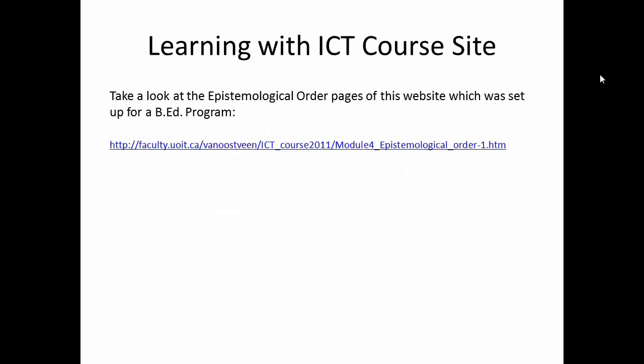Take a look at the epistemological order pages of this website, which is set up for the BEd program. And the link is given to you, and it will be provided in the PDF in Blackboard later. The website gives more information about the epistemological order. Read through the pages that can be accessed through the links and spend some time with the learning activity and the subject skills. Some simple examples of epistemological tools can be found at the bottom of Model 4, the Computer as a Cognitive Tool page.